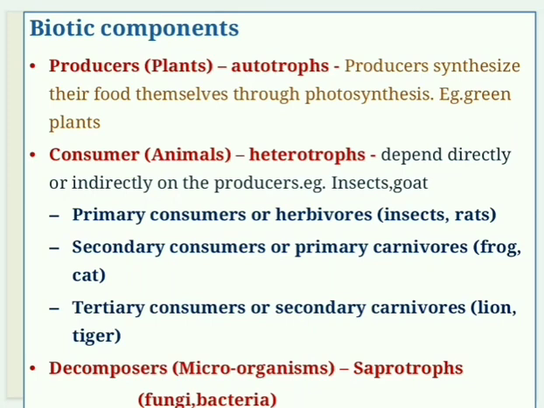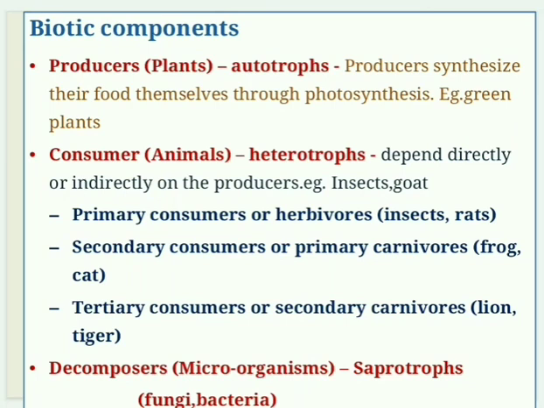The second one is secondary consumers or primary carnivores. They depend upon these herbivores for food. They are known as carnivores. They are meat eaters. Herbivores are plant eaters. Carnivores are meat eaters. So frog, cat, etc.